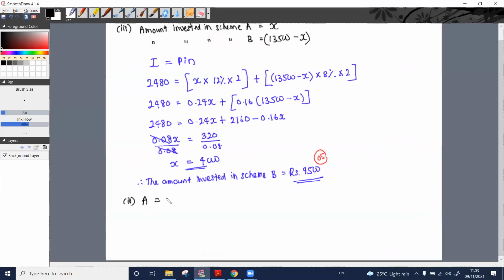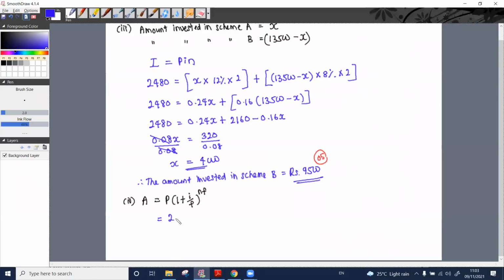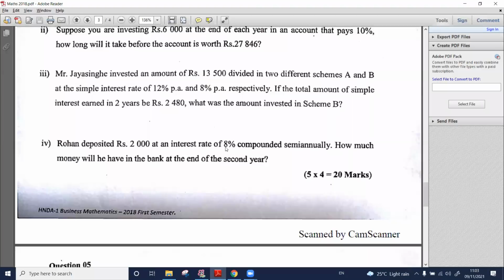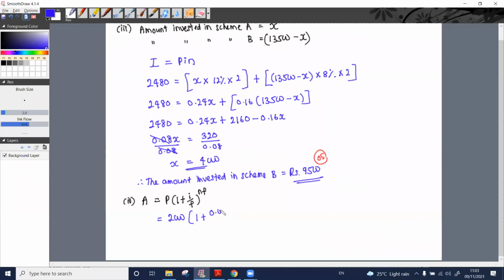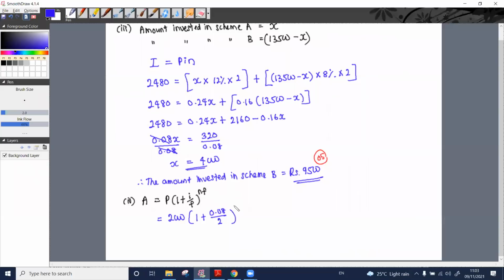Total amount equals principal into 1 plus I over F, the whole to the power n into F. Principal amount invested, that is 2,000 into 1 plus rate is 8%, 0.08. Compounded semi-annually means the value of F is 2. N into F, number of years, 2 years. So 2 into 2, that is 4.